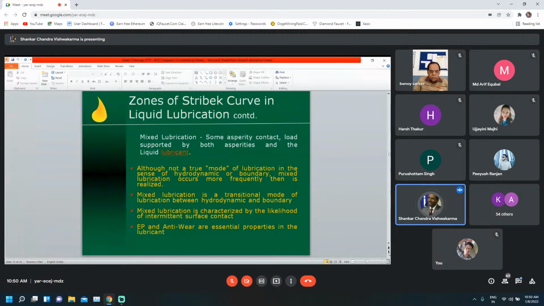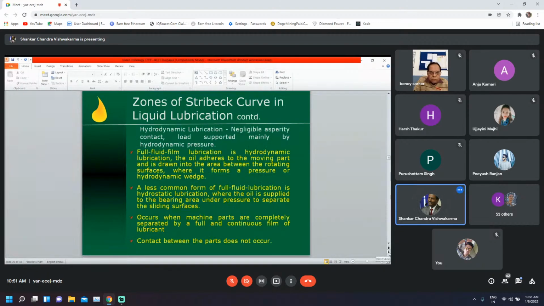Mixed lubrication is characterized by the likelihood of intermittent surface contact, because as I said, the load is not totally shared by the asperities, but it is shared also with the lubricant film. So there is very little chance of direct contact, but still the asperity contacts are there. To avoid this also, we are required to look into this issue, and EP additive and anti-wear additive properties should be there in the lubricant to handle this situation.